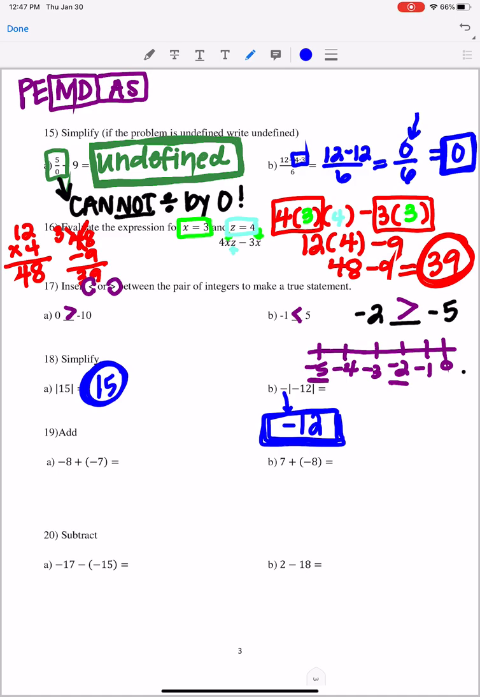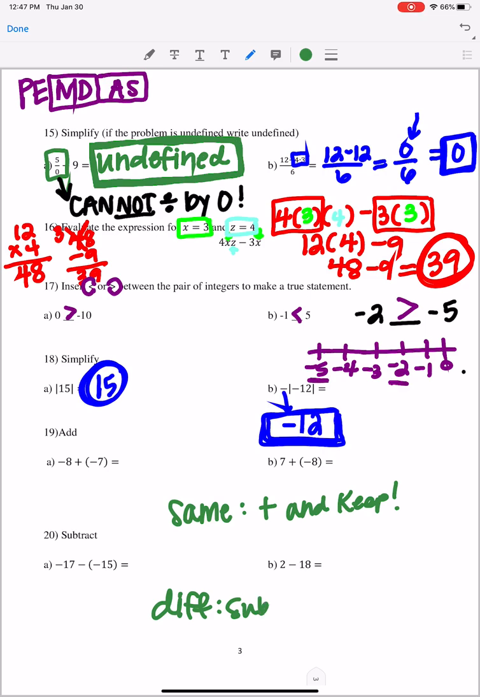19 and 20. We are adding and then subtracting, but we have the same rules. If you have the same sign, you add and keep. If we have different signs, we are subtracting and keeping the sign of the bigger number. Same signs, add and keep. Different signs, subtract and keep the sign of the bigger number.